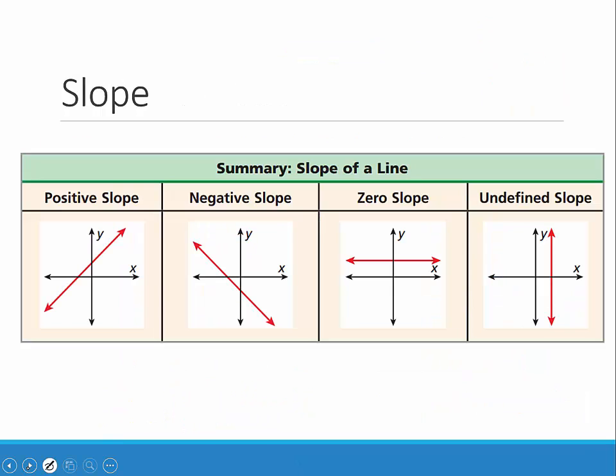So a summary: positive slope goes up as you read from left to right. Remember, we read a graph just like we read a book. As we move this way, the line goes up, positive slope. Negative slope is just the opposite. As you go from left to right, it goes down. Zero slope is straight across, and undefined slope is straight up and down.